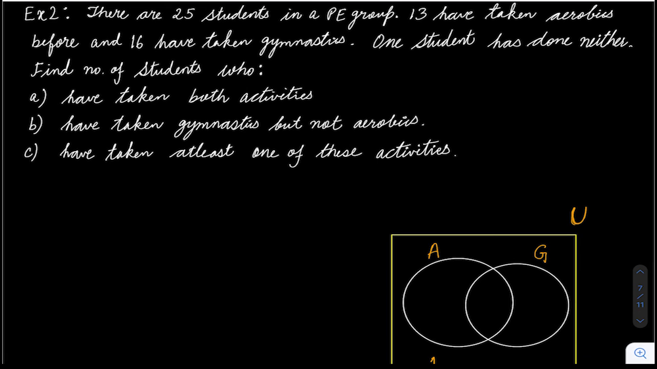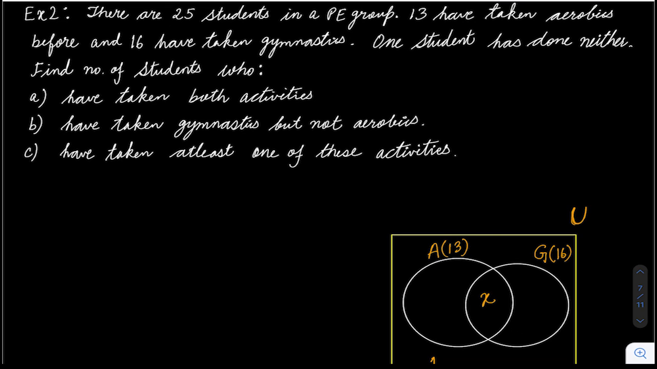13 have taken aerobics. Now remember, the total aerobics students are 13 and the total gymnastics students are 16. So I know the area of this circle, set A, is 13, so there should be a total of 13 students in this. But I don't know how many students are common, and you can see this information is missing. That is not given. So first thing is, whatever information is not given, you can assume as some variable, let's say x.